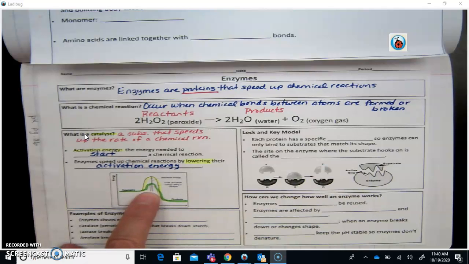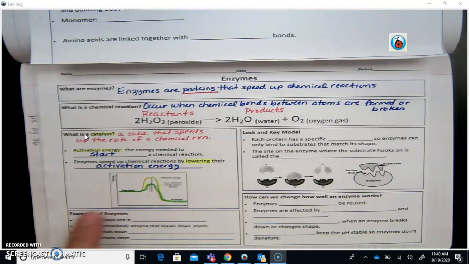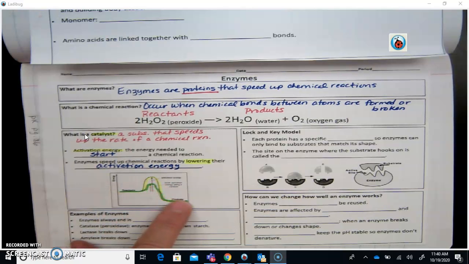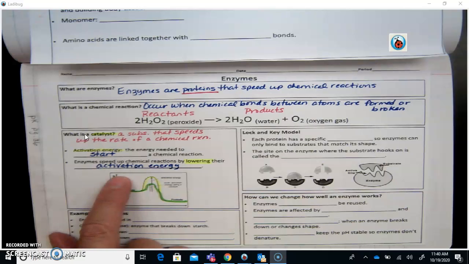That little bump right there, that little increase, is something called the activation energy, the energy that's needed to get the chemical reaction started so then the products can form. If you look at the yellow line, which is the solid line, you can see that the bump is a lot higher. It goes up a lot, so more energy is needed.